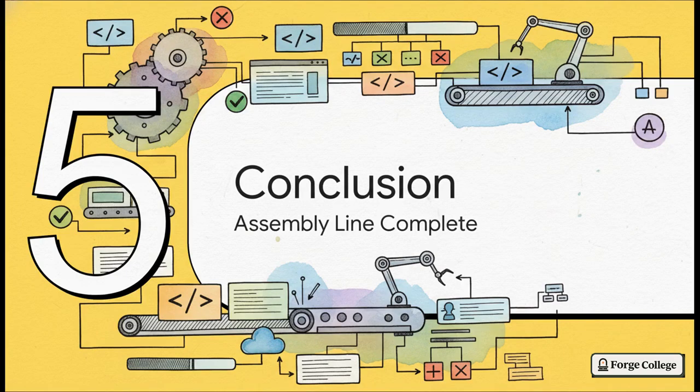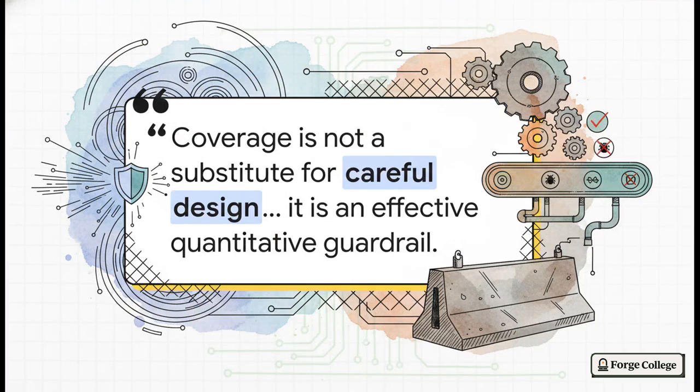And finally, our conclusion. Let's look at the completed assembly line. I want to leave you with a bit of a reality check. Coverage metrics are amazing, but they will not magically fix flawed logic. They absolutely are not a substitute for careful design or formal verification. But as we've seen today, an automated pipeline acts as an incredibly effective quantitative guardrail against dangerous regressions.